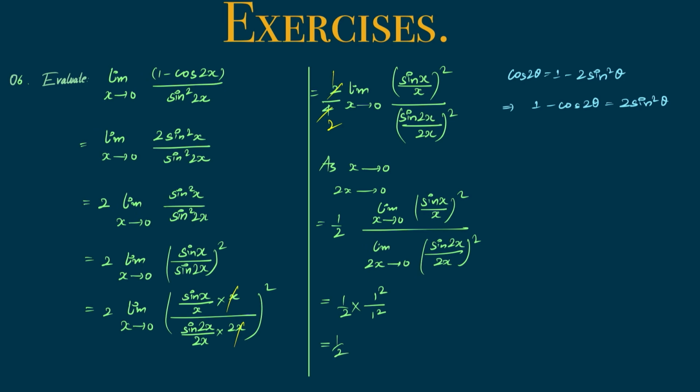And this portion, as I've told earlier, there are two functions getting multiplied here, sine x by x into sine x by x, so I can distribute the limit to both the functions. That's why I'm getting 1 square here.